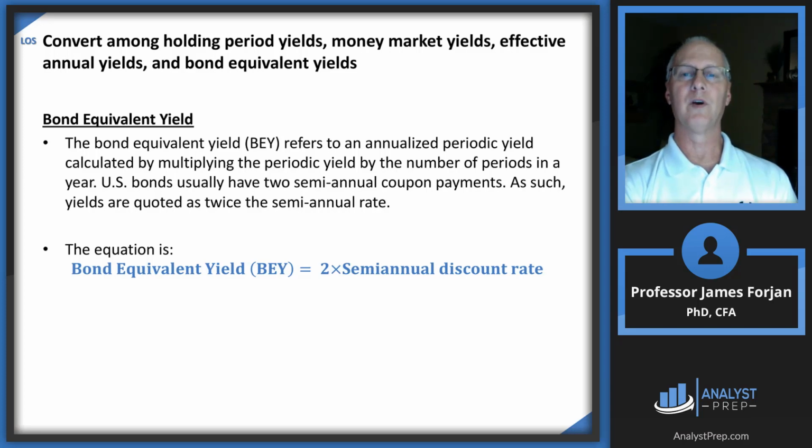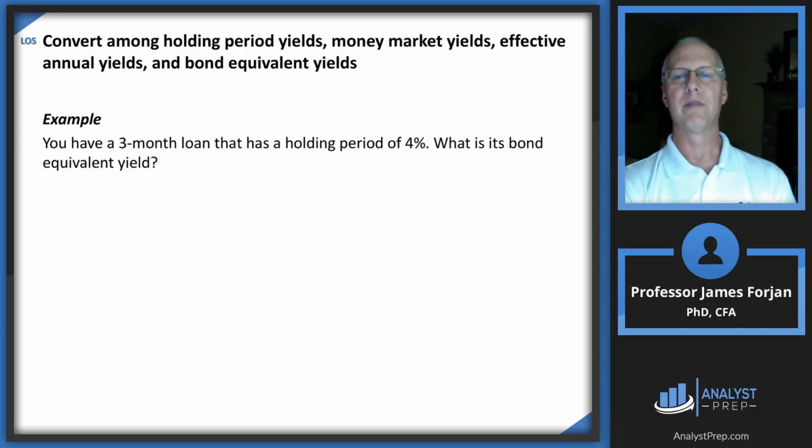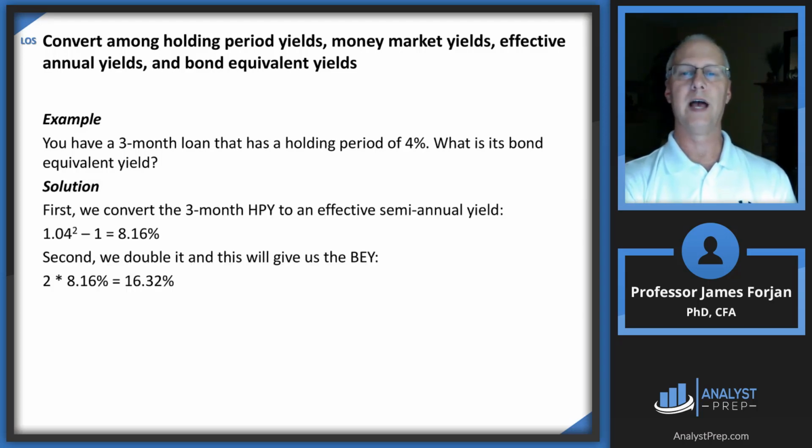A bond equivalent yield refers to the annualized periodic yield calculated by multiplying the periodic yield by the number of payments in a year. The convention here is that since bonds pay interest semi-annually, that's why this is called the bond equivalent yield, and the yields are quoted as twice the semi-annual rate. Let's do a quick example. We have a 3-month loan with a holding period return of 4%. What is the bond equivalent yield? First we convert that to an effective semi-annual yield. We add 1 to the 4%, giving 1.04 squared. We're squaring it to get from 3 months to 6 months. Subtract 1, and that gets us 8.16%. Then we multiply by 2 to convert that semi-annual yield into the bond equivalent yield of 16.32%.